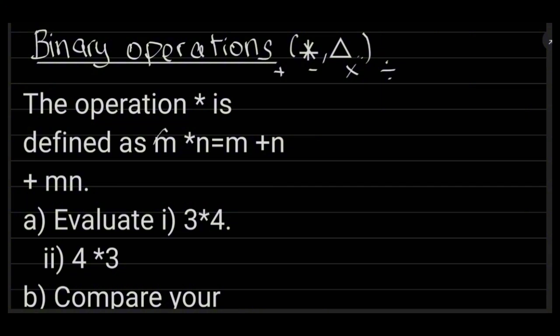If we look at what we have here, we are being told that m star n is expressed as m plus n plus mn. So in other words, if I have 1 star 2, this is supposed to be worked as 1 plus 2 plus 1 times 2.